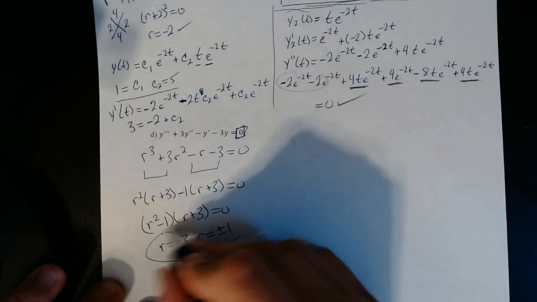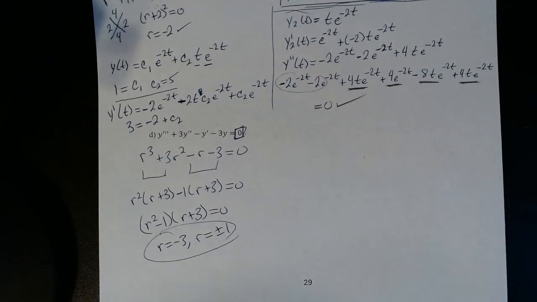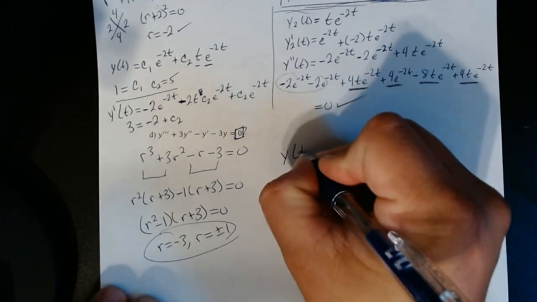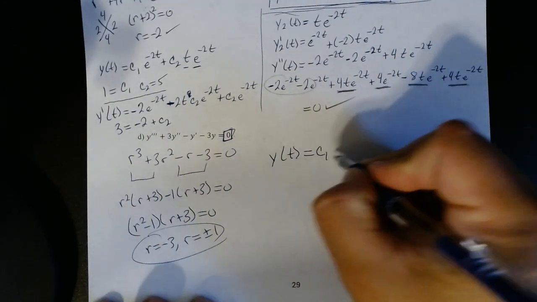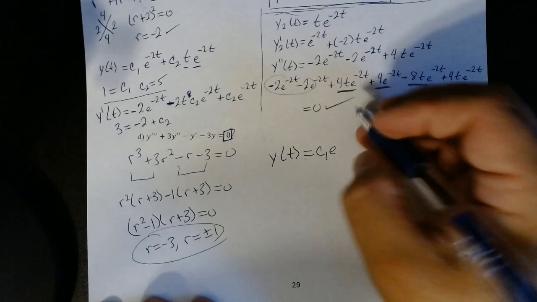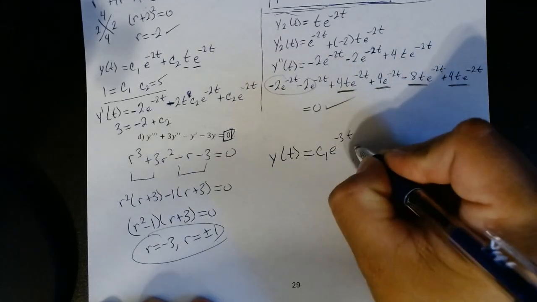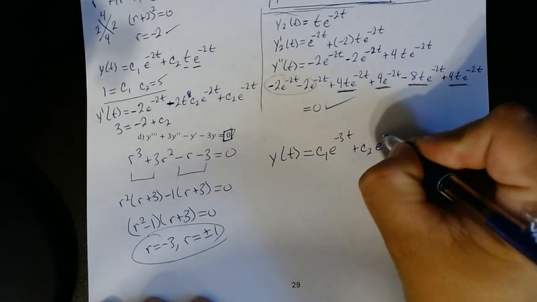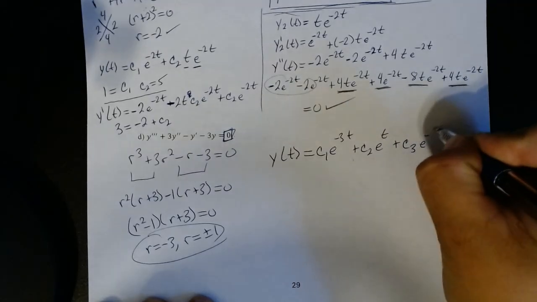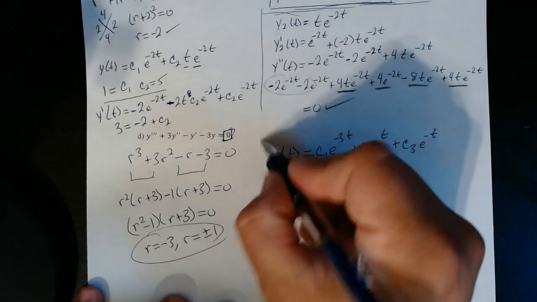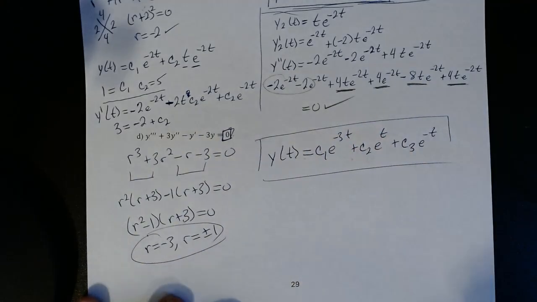So now we get 3 answers. So our general equation, c1 e to the, I'll just pick this one first, plus c2 e to the positive t, plus c3 e to the negative t. And there we go.